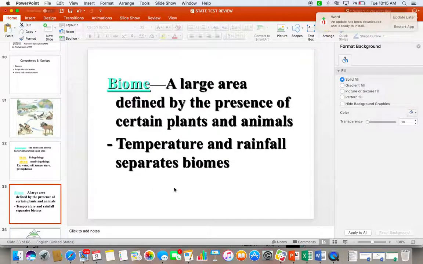A biome is just a huge, huge area, and it's determined and defined by what lives there. The things that live in a biome have to be able to tolerate the conditions of the biome, and the two most important ones are temperature and rainfall. Okay.